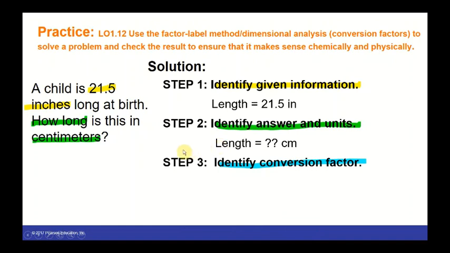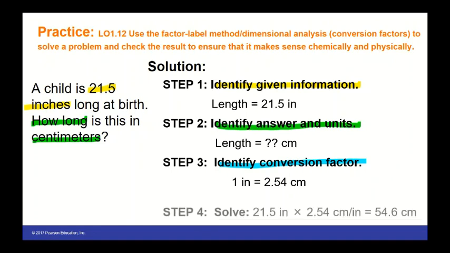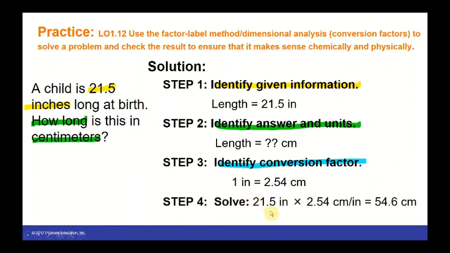Next, we need to identify a conversion factor. Well, if we remember a little while ago, we said that 1 inch is equal to 2.54 centimeters. You set up your problem and you solve. 21.5 inches times, notice that we put centimeters on top and inches on the bottom so that inches can cancel out, and we're left with 54.6 centimeters. Notice that we have 3 significant figures in our answer.